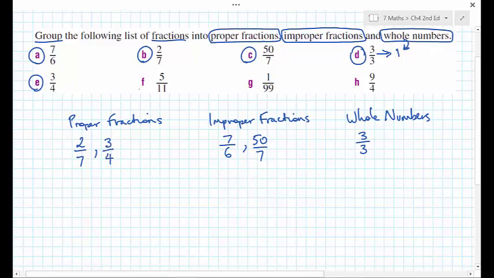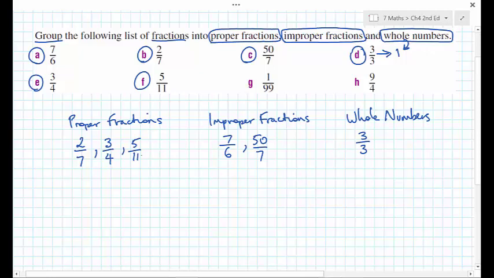Okay. We then have, if we look here at 5 over 11, okay, so 11 can't go into 5. Right. So we have also our numerator smaller than our denominator. So in this instance, that is also a proper fraction.